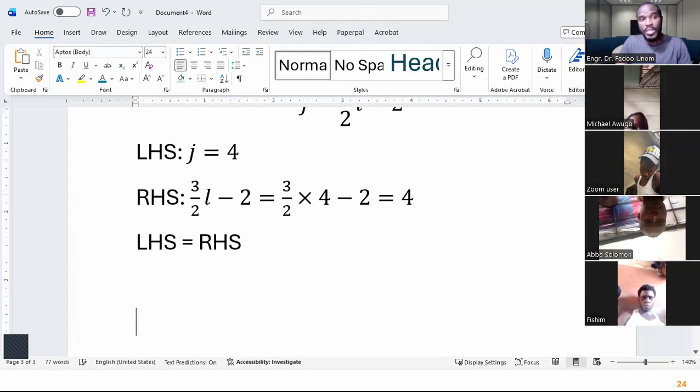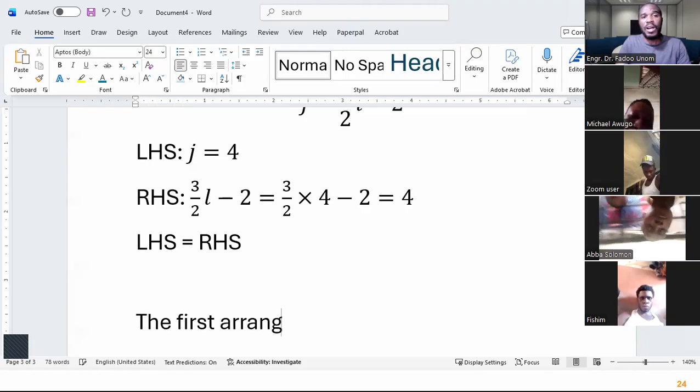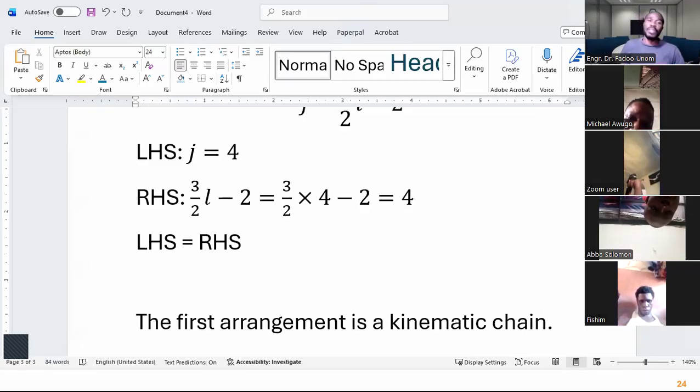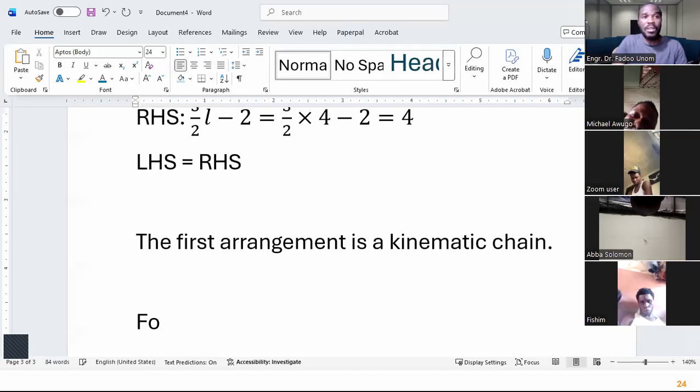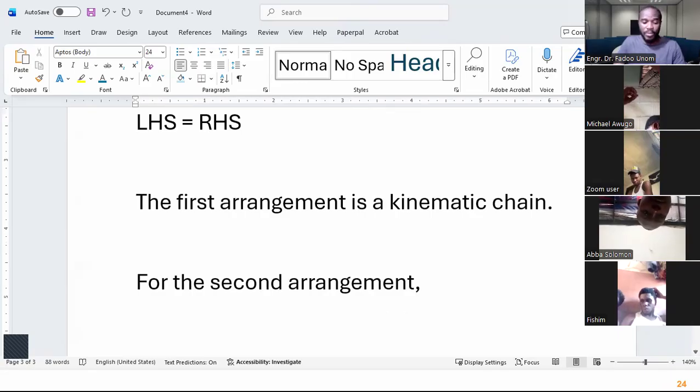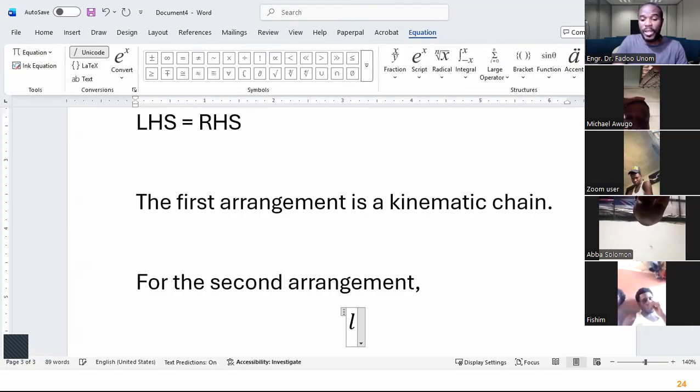So this first arrangement is a kinematic chain. Okay? It's a kinematic chain because the left-hand side is the same as the right-hand side. So it means that it has a successfully constrained motion. Right? Now, for the second arrangement, what do we find as the values of L? How many links?